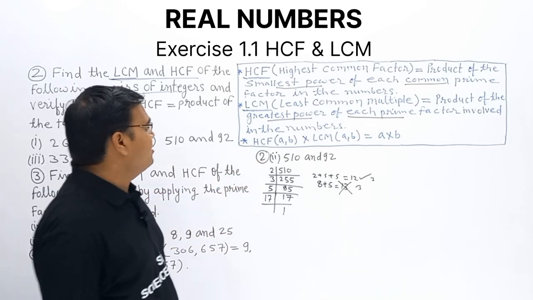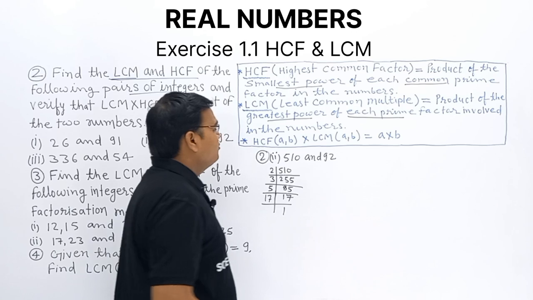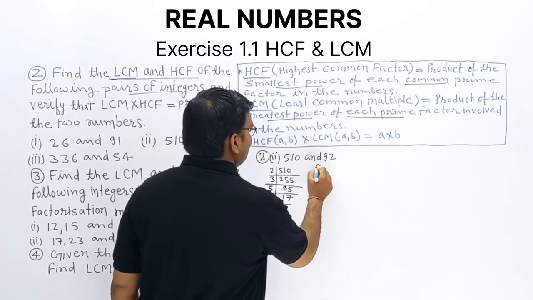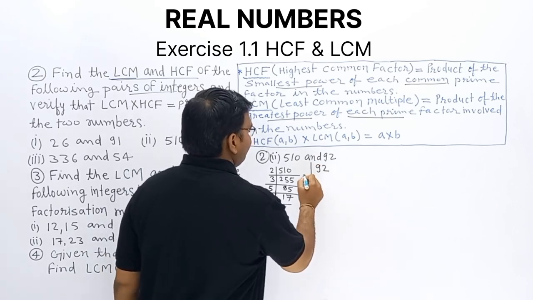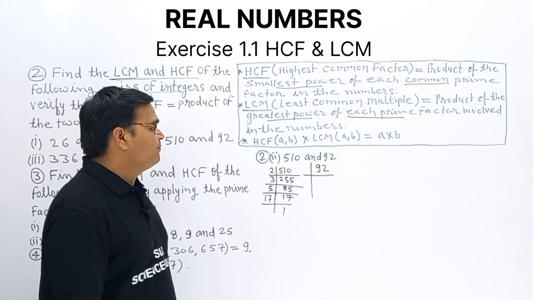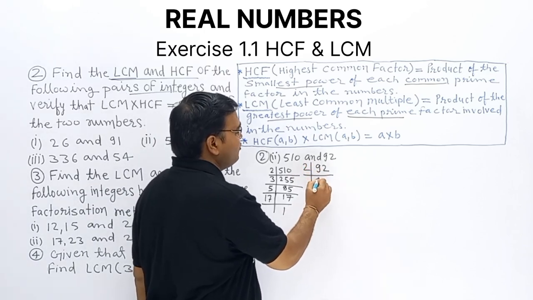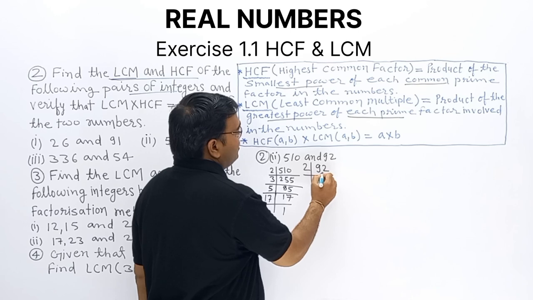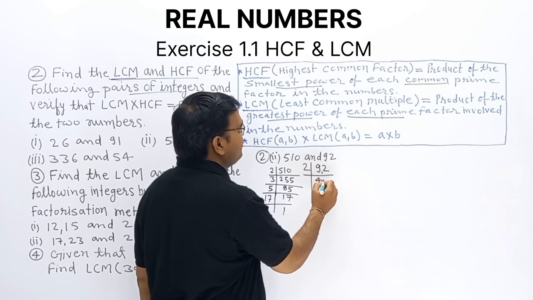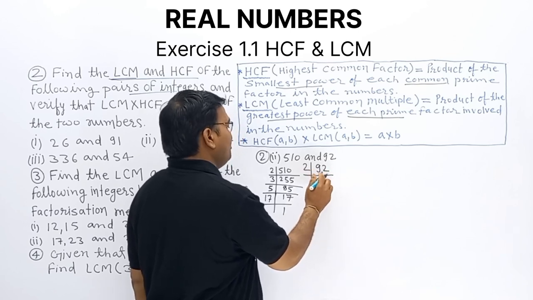Now the next number I am taking. What is the next number? 92. I am doing the prime factors. The unit place has 2, so it is divisible by 2. How many times? 4 times. And what is the remaining 1? How many times is it going?